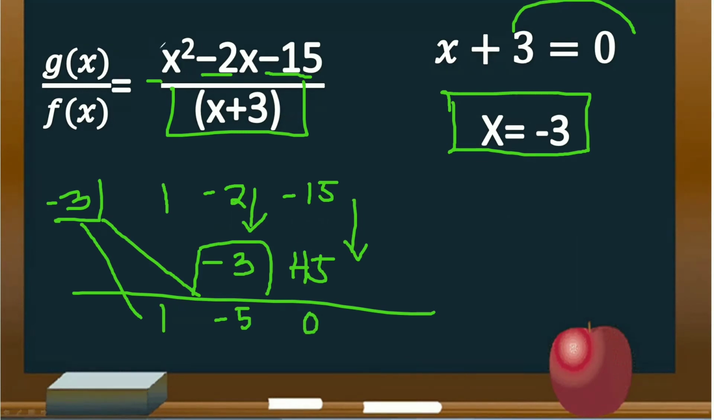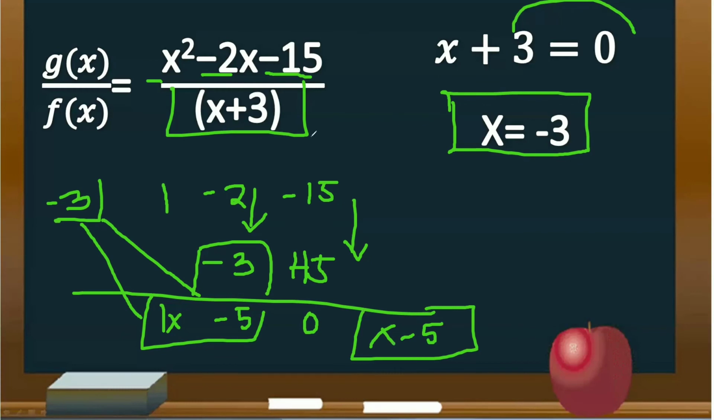Since our original equation is x squared minus 2x minus 15, we will just subtract one exponent. So from quadratic, it will now become linear. So 1x, and this will be our constant, minus 5, and the remainder, which is 0. To rewrite this, 1x minus 5 will become x minus 5. So our answer or quotient here is x minus 5. That's the synthetic method.